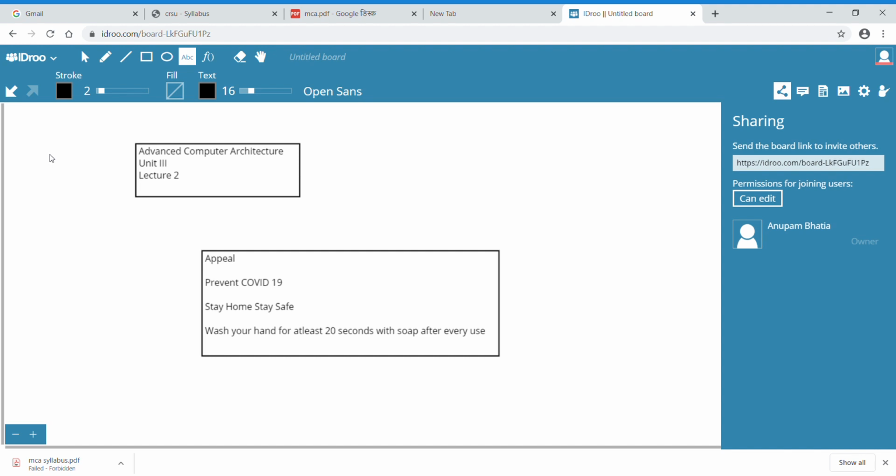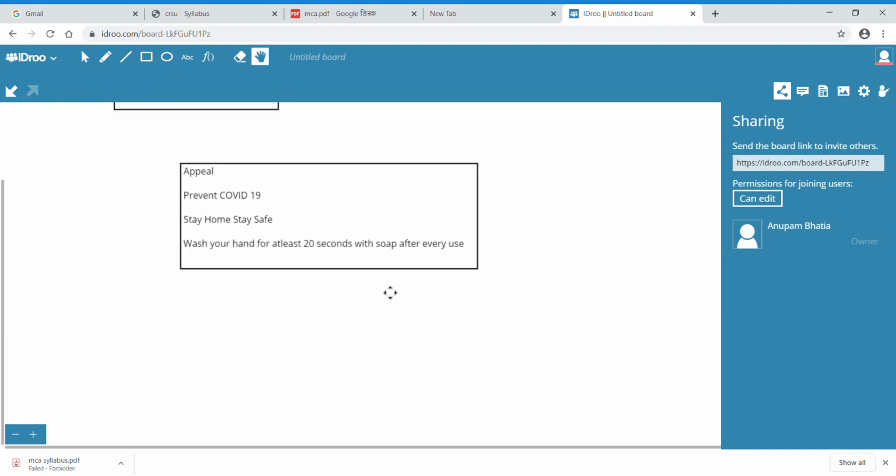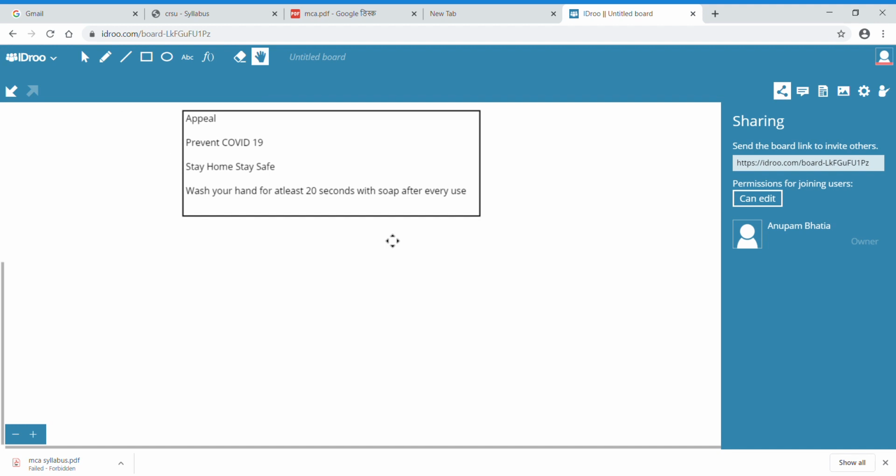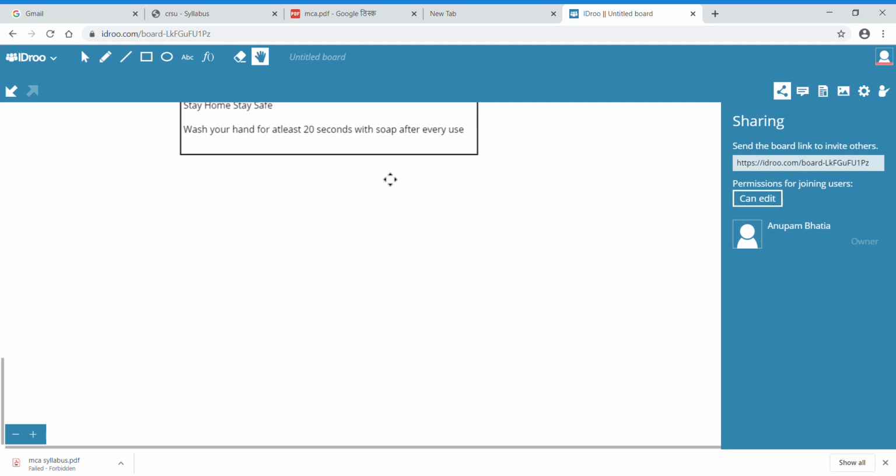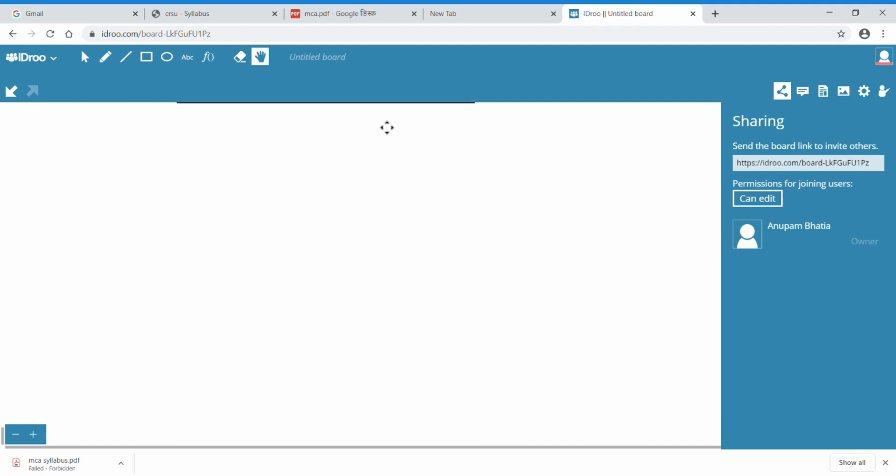But before we start the session, once again my appeal to all of you to prevent COVID-19. Stay home, stay safe. Wash your hands for at least 20 seconds with soap whenever you use them for any purpose.